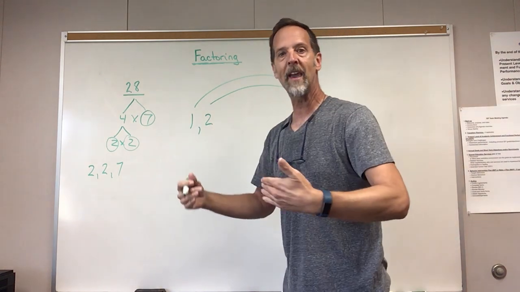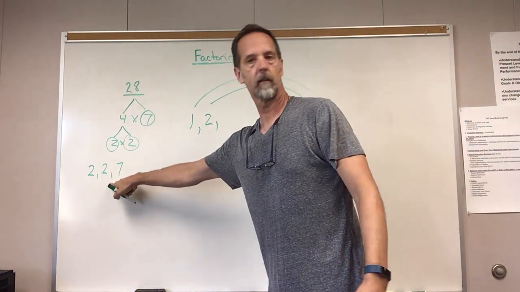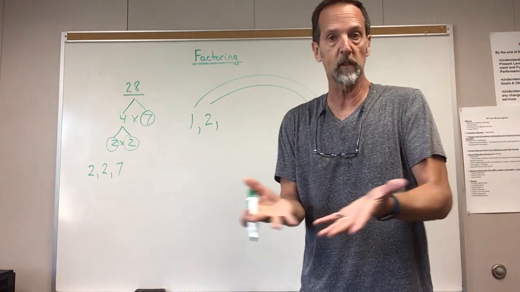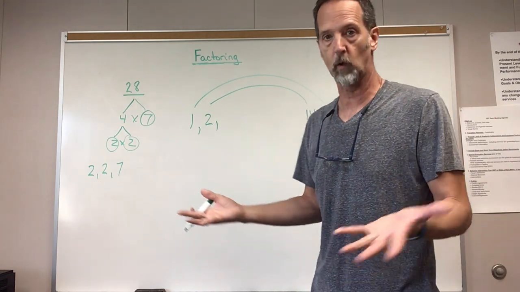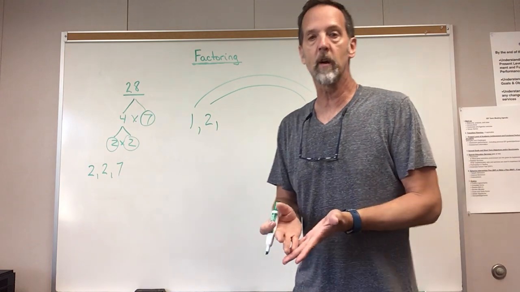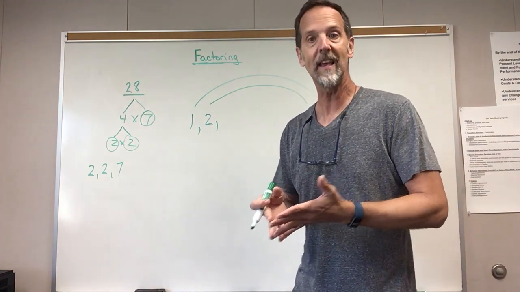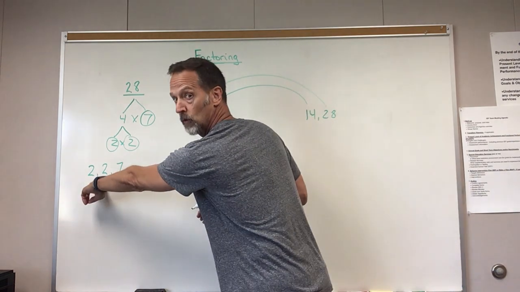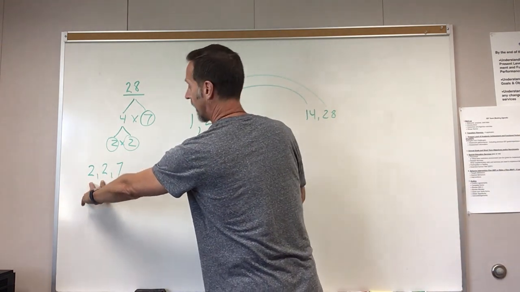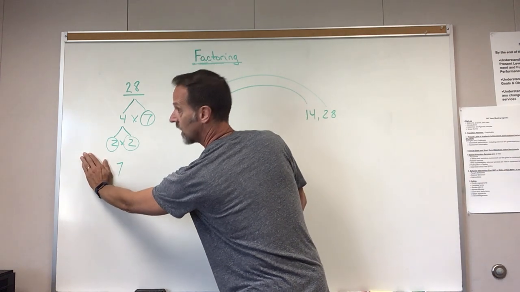Now I want to keep counting. What comes after 2? 3. Do I have a 3 in my list? No. Can I make one using multiplication? No, because the only thing that gives me 3 is 3 times 1. After 3, do I have a 4 in my list? No. Can I make one using multiplication? Yes. 2 times 2 is 4. If I cover up the 2 times 2, what's left? Just the 7.